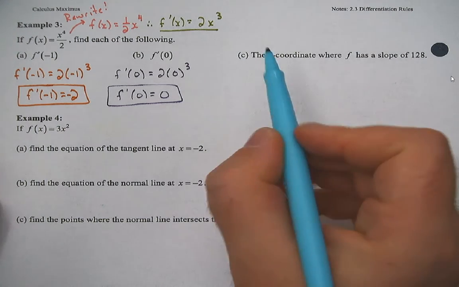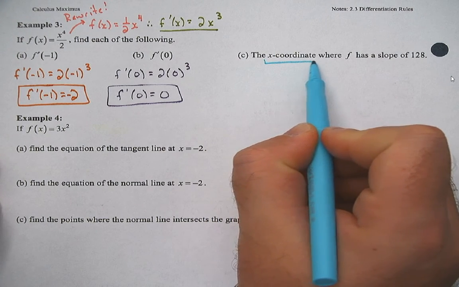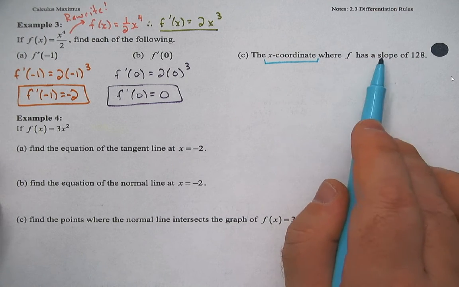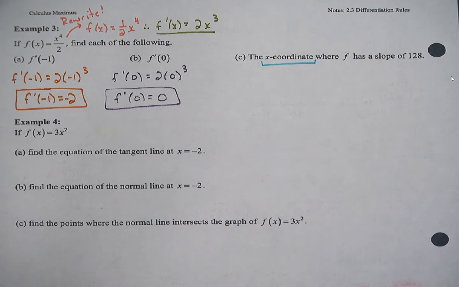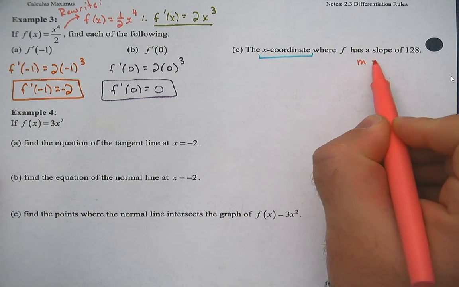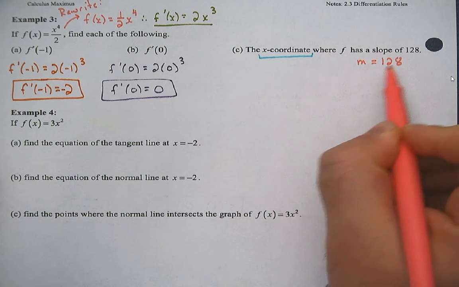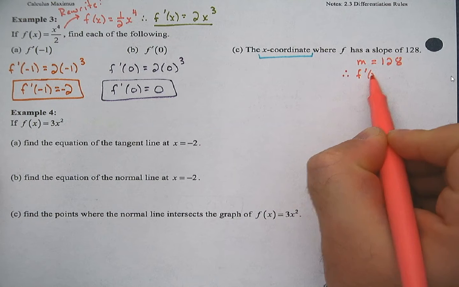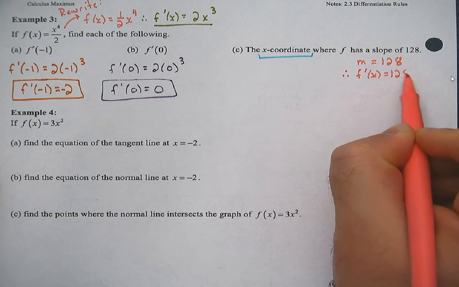Okay, so we're trying to find the x coordinate. We're trying to find the x value where f of x has a slope of 128. All right, slope of 128. You guys have to get to the spot where you can start to interpret this. This is saying the slope equals 128. Therefore, what does that mean about f? That means f prime of x has to be equal to 128.